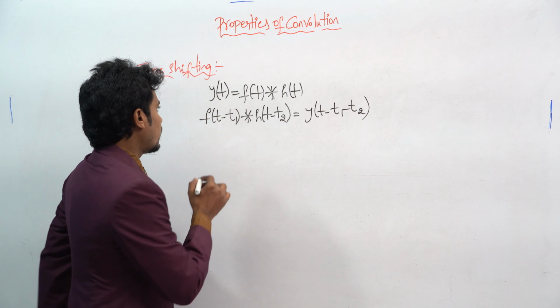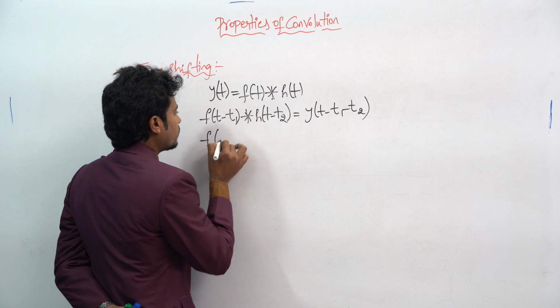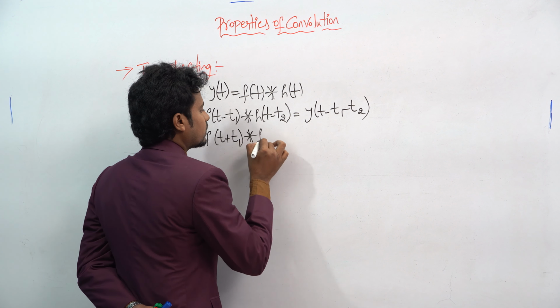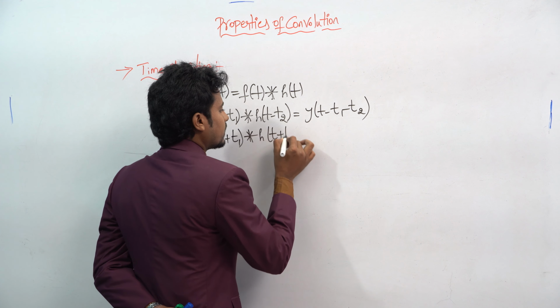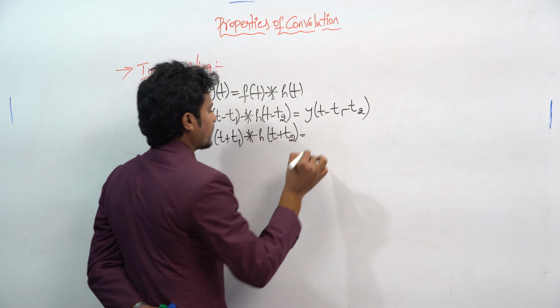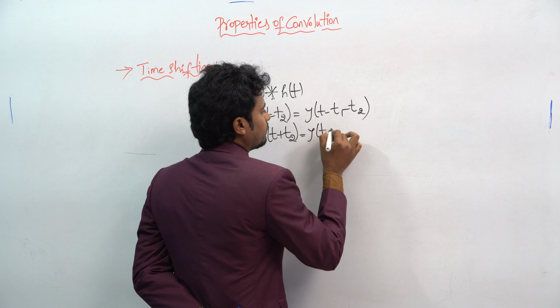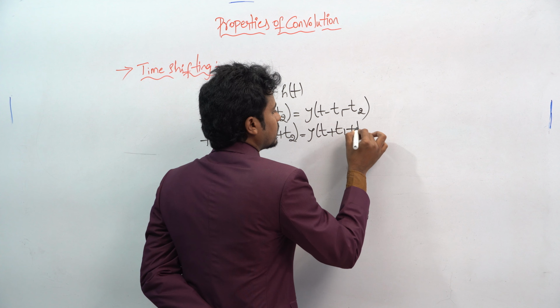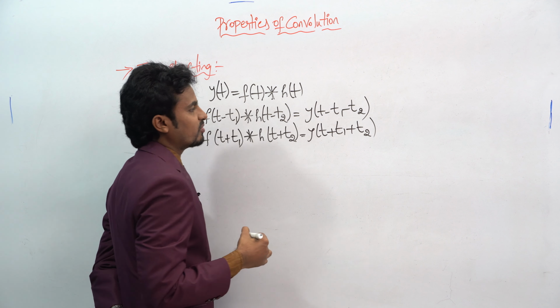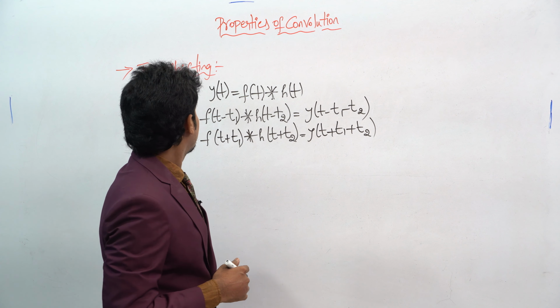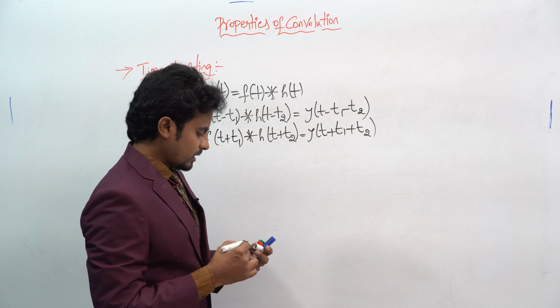For example, if I want to write f of t plus t1 convolved with h of t plus t2, that will be equal to y of t plus t1 plus t2. One is for advancing and one is for delaying. This was the property for time shifting.